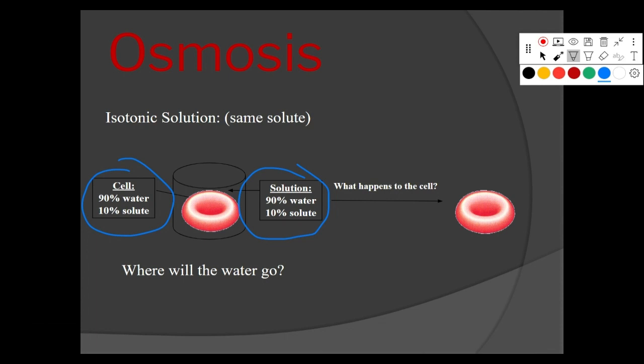Nothing, right? The cell will just go on doing what it's doing because you have the same amount of water. Water will still go in and out of the cell, but it will do it at an equal rate. So the cell's not going to swell up and burst, or it's not going to shrivel up, right? It's just going to stay the way it is, but there will still be water moving back and forth, just at an equal rate, right? So no swelling and no shriveling up. And this is an isotonic solution.